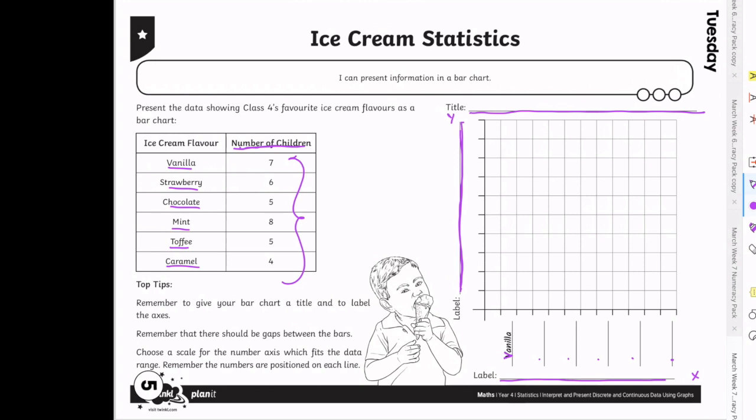After you've done that, you need to plot this data. Let's do the first one here. We've plotted vanilla. We have 7 children in vanilla, right? So if your scale went up by 0, 1, 2, 3, 4, 5, 6, 7, and I have 7 children that chose vanilla, I'm going to draw my line at 7 there, and here's my bar, and I'm going to shade that in. So I've plotted vanilla for you. Go ahead and plot the rest of these.